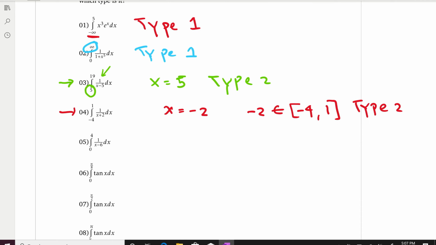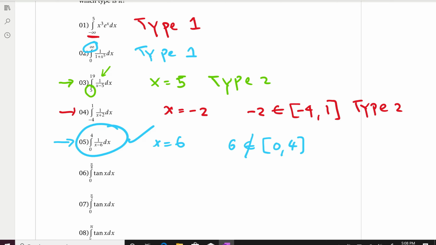Let's look at the fifth integral, 1 over x minus 6. We don't see infinity in one of the limits, so not type 1. 1 over x minus 6 is discontinuous when x is equal to 6, a bad point. Is 6 one of the limits? No, the limits are 0 and 4. How about in between the limits? 6 is not in between 0 and 4, my bad. So is this an improper integral? Is this type 2? No, this is not an improper integral. This is a proper integral. Yes, there's a discontinuity at x equal to 6, but the integral skips it. We are not integrating anywhere near x equal to 6.